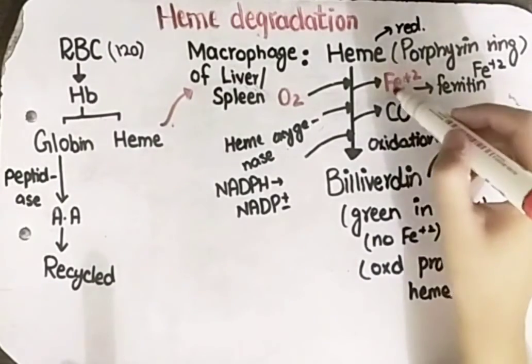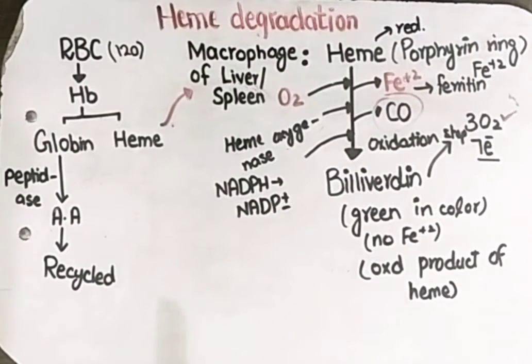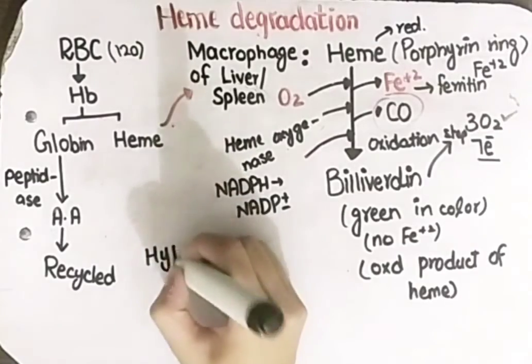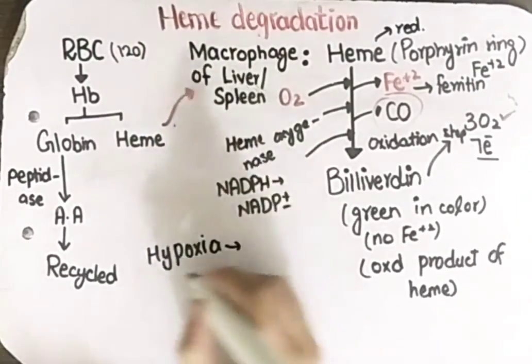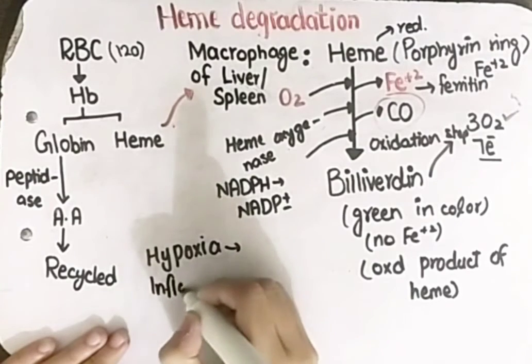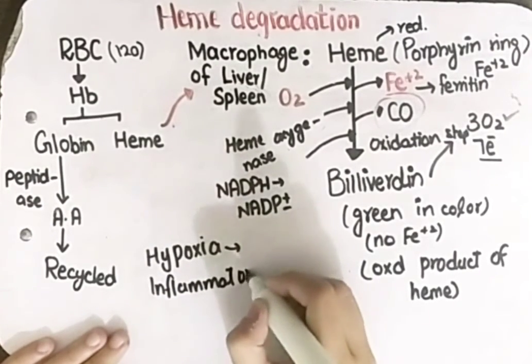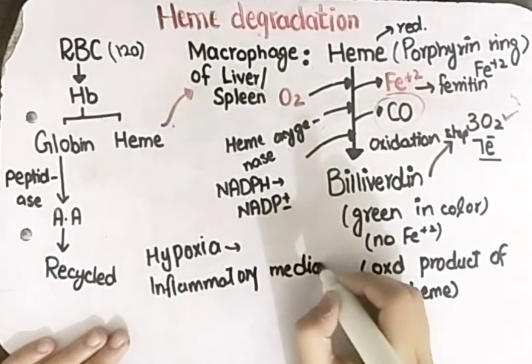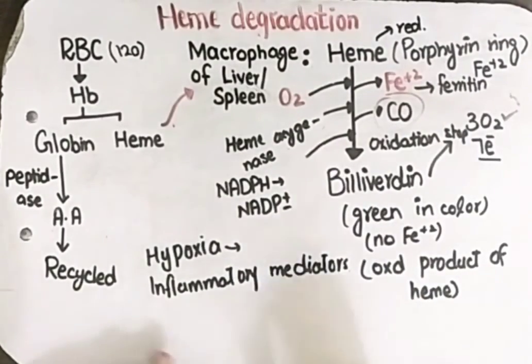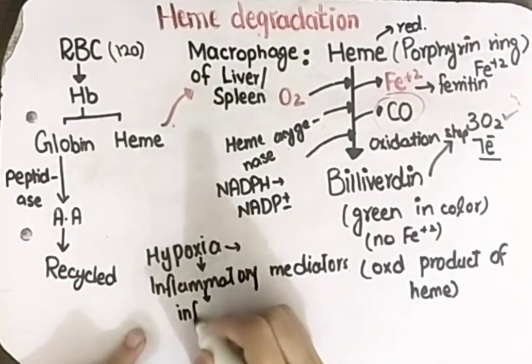Now, what is the function of the carbon monoxide formed over here? Whenever the hemoglobin present in RBCs undergoes degradation, there are chances of hypoxia, because the RBC number can decrease. Now, what does hypoxia do? Hypoxia always triggers inflammatory mediators, meaning the chemicals or substances which cause inflammation. It triggers inflammatory mediators and ultimately can lead to inflammation.